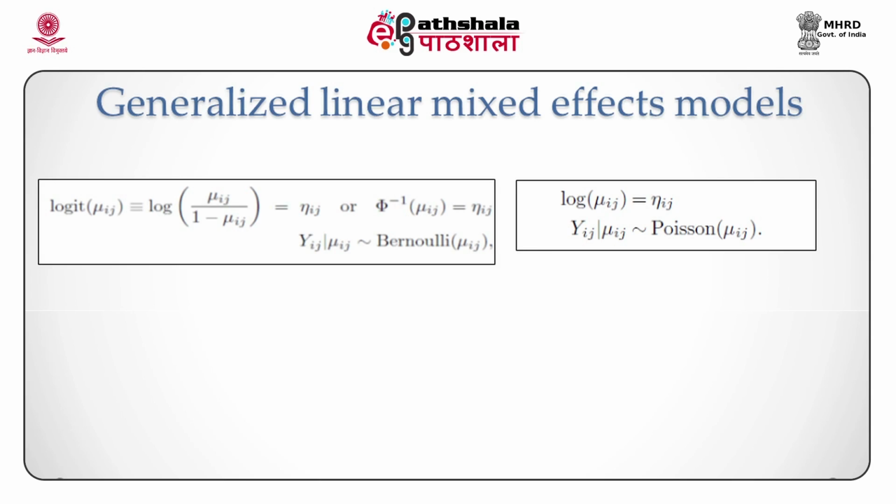We can have the corresponding model for counts. So here log of mu ij is equal to eta ij, where y ij given mu ij is assumed to follow Poisson with mean mu ij. Now eta ij in either case is given by x ij prime beta plus z ij prime b i.